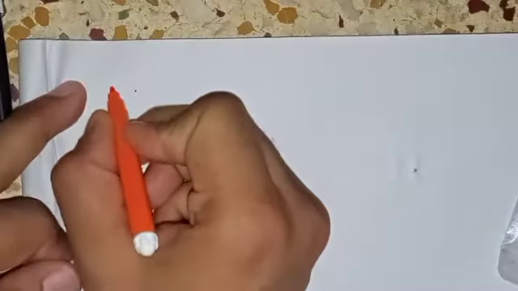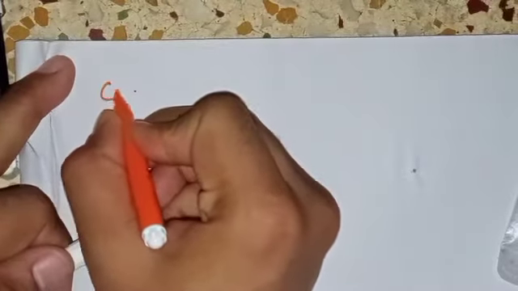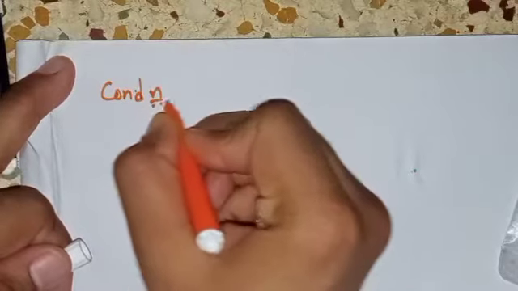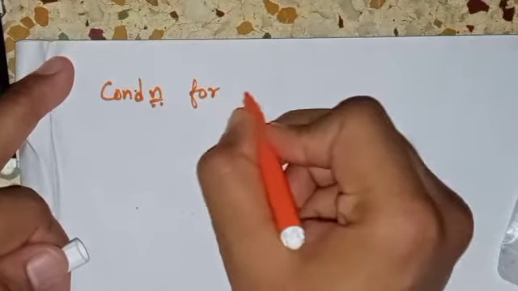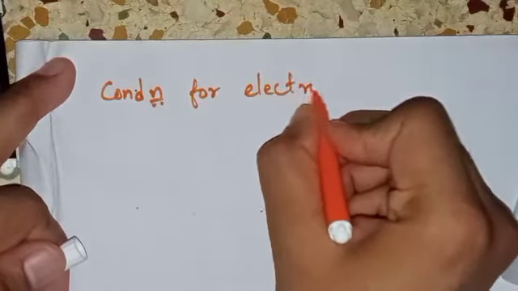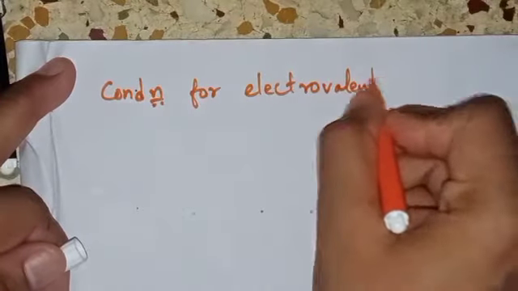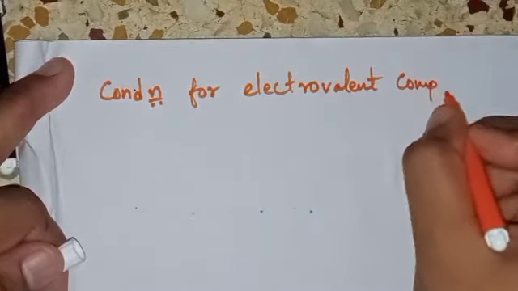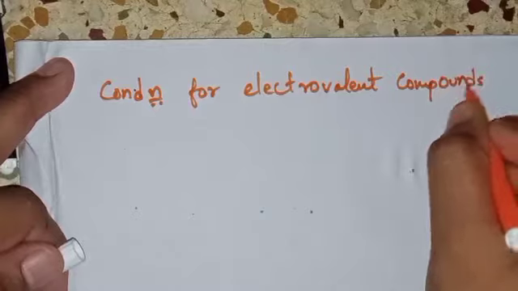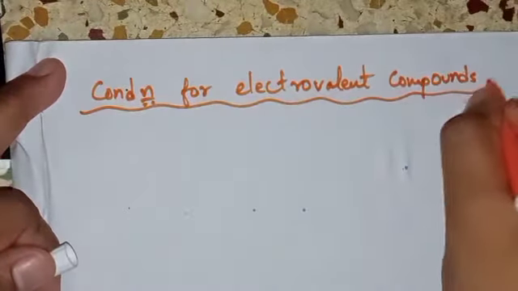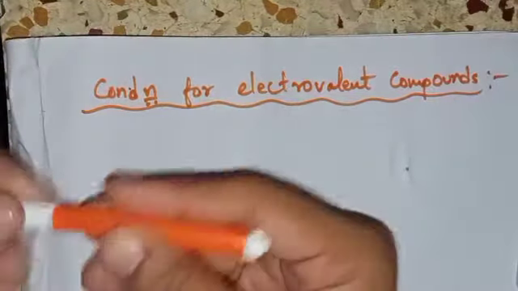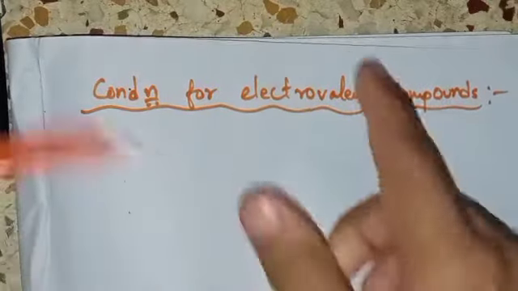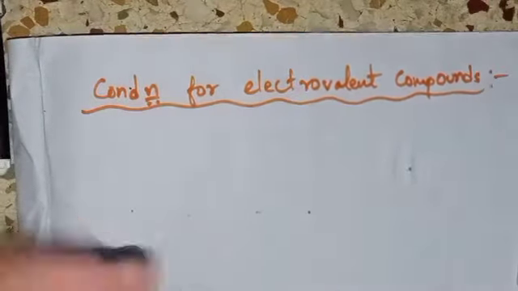Now, my dear students, let us move ahead to the conditions for electrovalent compounds to form, or for an electrovalent bond to form. What are the conditions? Electrovalent means ionic, you already know that.